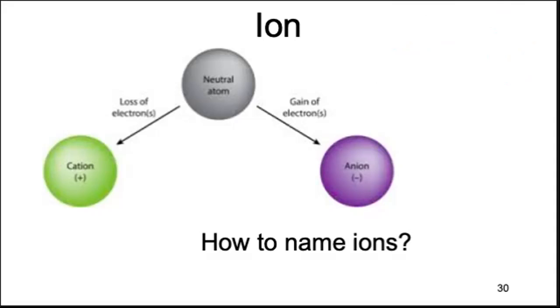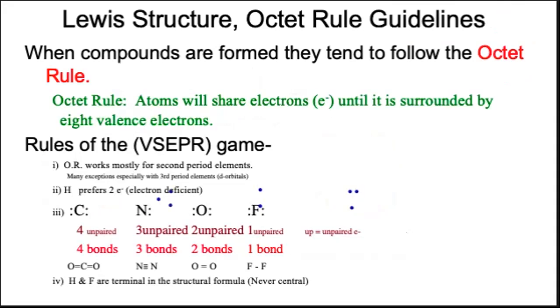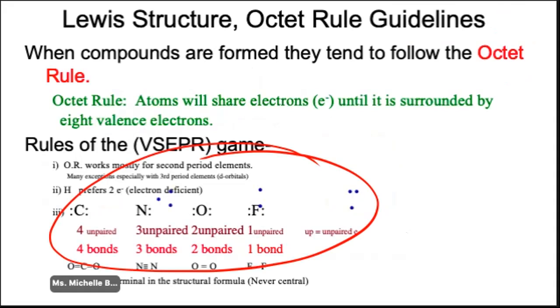So, just to recap, how do you write the Lewis structure? The Lewis structure is written using a chemical symbol and the dots. So again, this is how you write the Lewis structure. Okay? That ends my discussion.